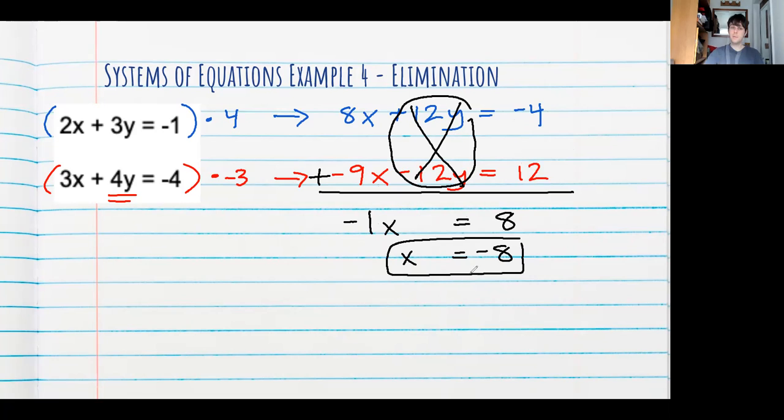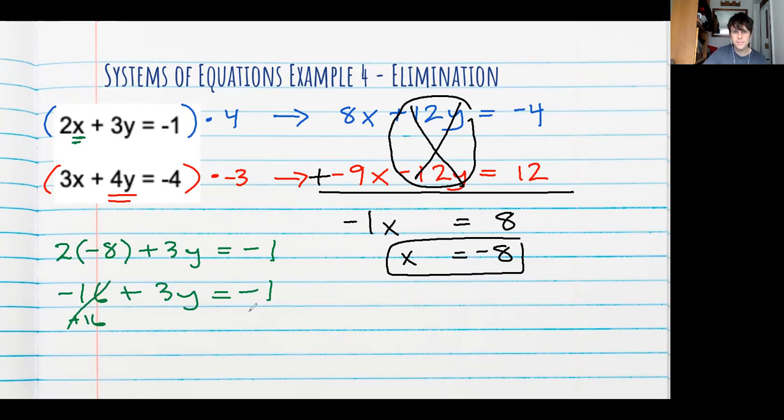That's my first solution. My next solution, I need to substitute -8 into either of these equations. Again, doesn't matter which one. I should get the same solution. In fact, you could check and do both. I'm going to use the first one. So I'm going to substitute -8 right here. So 2 times -8 plus 3y equals -1. When I'm doing this substitution, I always go back to one of the original equations. So multiply this out, -16 plus 3y equals -1. I'm going to add 16 to both sides to get rid of that.